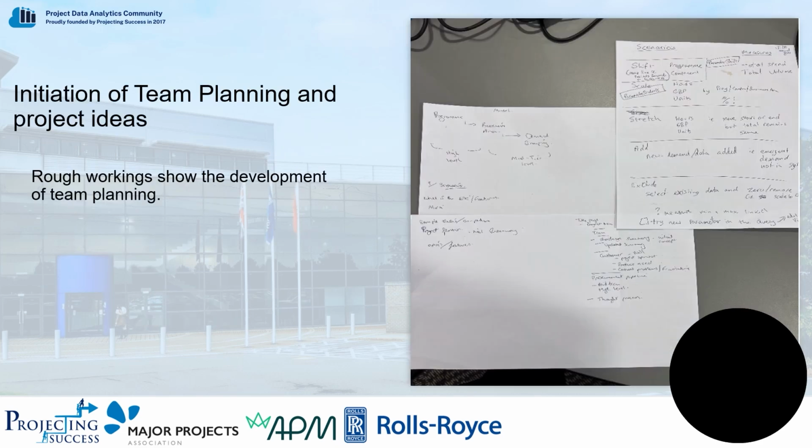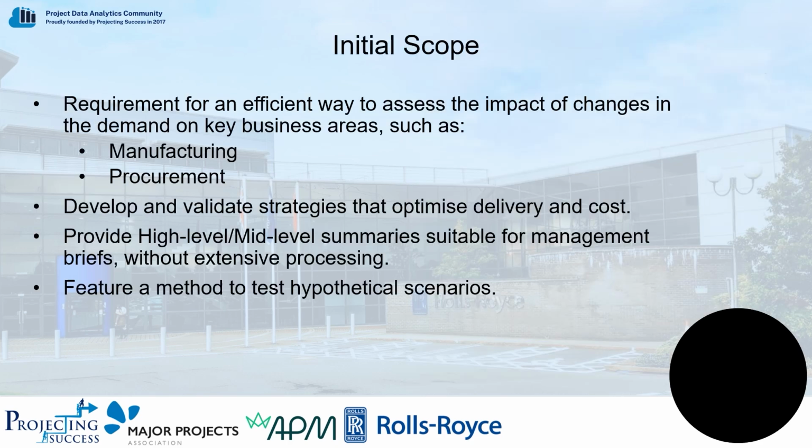The team started off trying to brainstorm and forecast project ideas. The picture there shows our rough workings out. I really wanted to focus on a tight binding scope just to deliver this project and make sure that we're aligned to what our project sponsor wanted. This was our initial scoping document, just trying to outline what we needed to achieve.